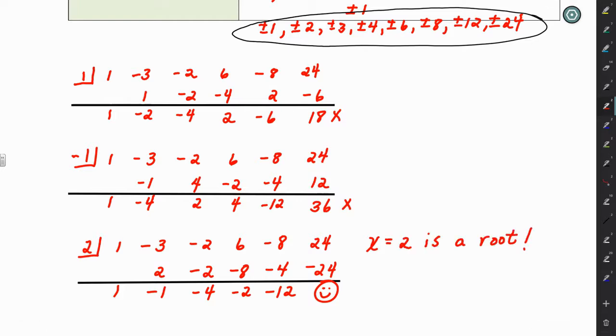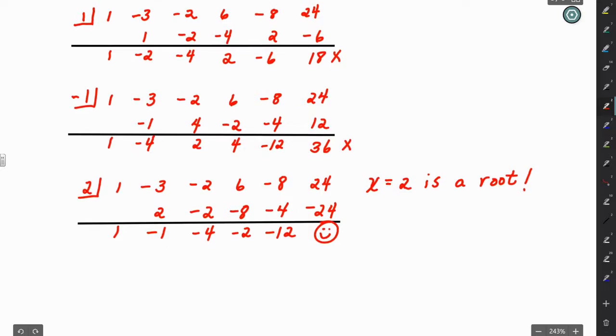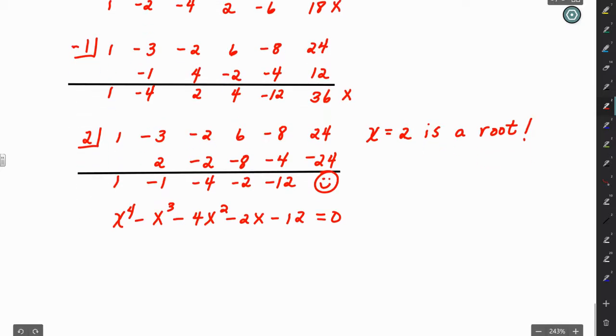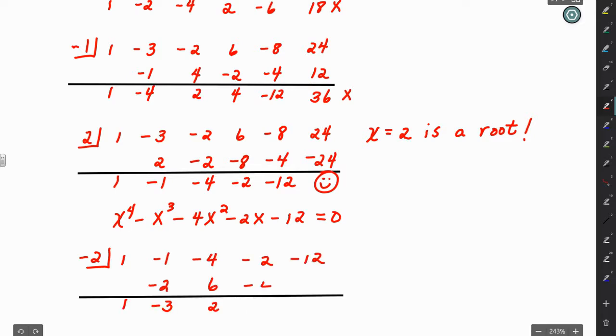Now, we started out with the degree 5 polynomial, so when we reduce it with the synthetic division, we're at a degree 4. So we have 1x to the 4th minus x cubed minus 4x squared minus 2x minus 12. We know 1 and negative 1 don't work. We already used 2, so now we'll try negative 2. Put negative 2 in the box. All right, we found another root that works. So we know that x equals negative 2 is a root.